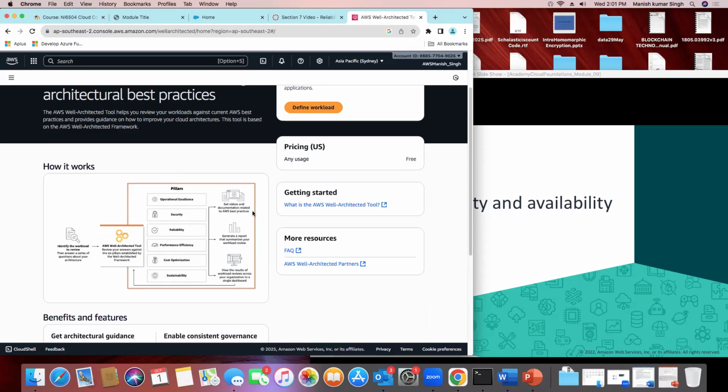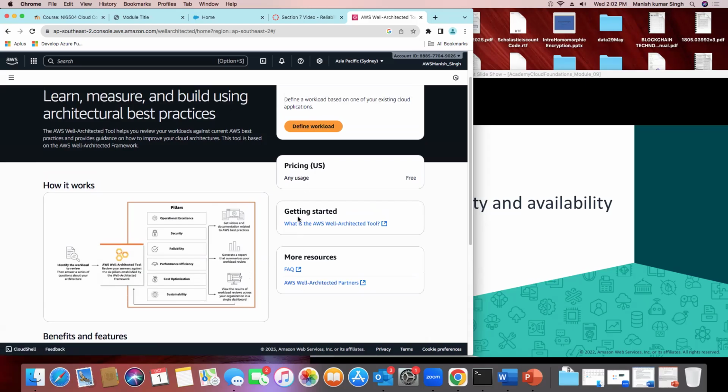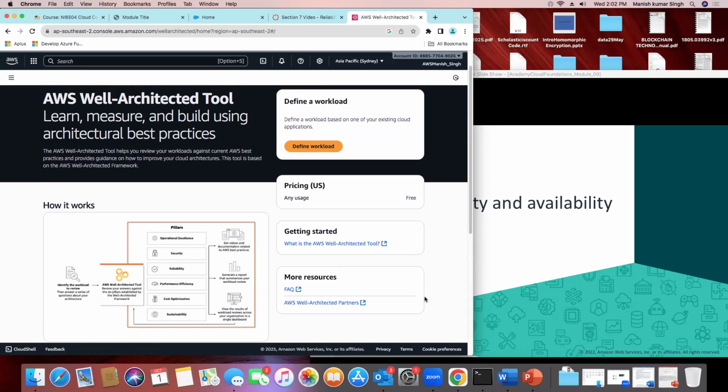Then you can get videos and documentation related to AWS practices to help us actually design our architecture, which includes these pillars. Generate a report that summarizes your workload review and view results of your workload review across the organization in a single dashboard, right? So other resources are there to review what we just looked at. What is the AWS Well-Architected Tool? We have an FAQ and partners as well, who usually give data or design the well-architected framework.